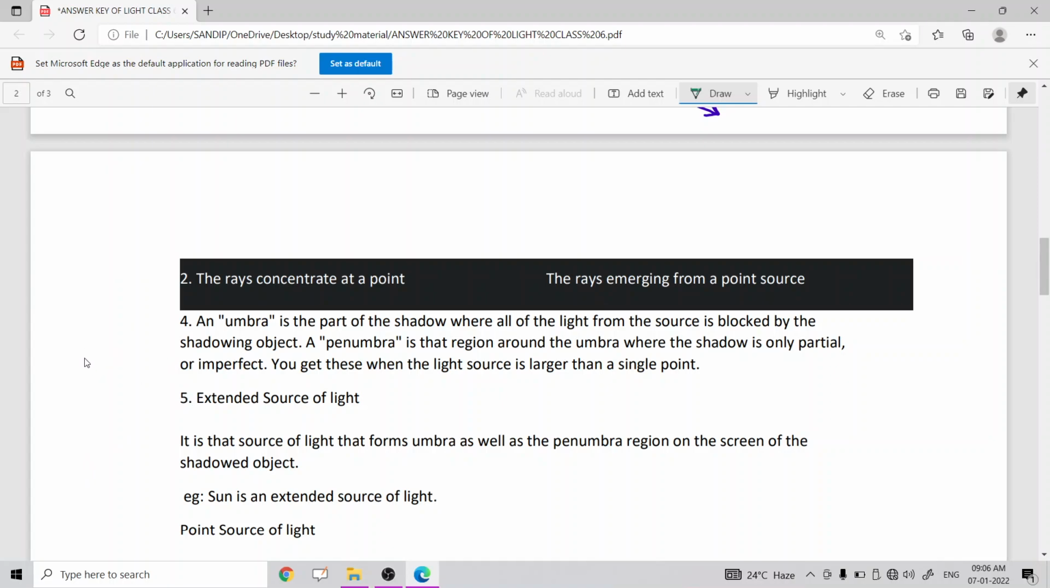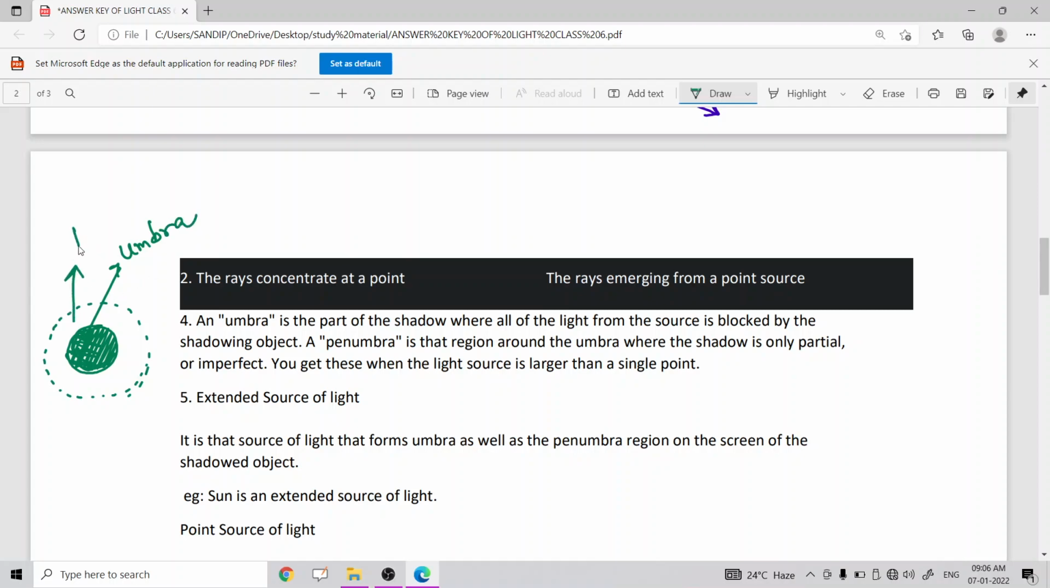Generally, if we draw a shadow like this, this region is very dark, and we take it as the umbra region. Also around the umbra we get a penumbra region. This is your umbra, and this is the penumbra.